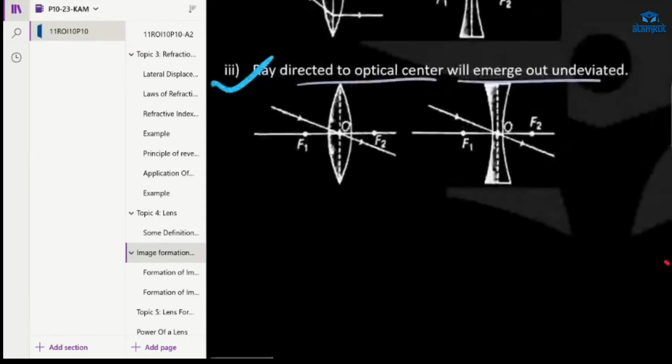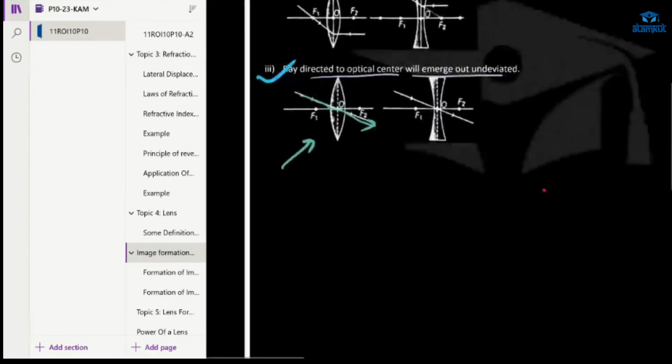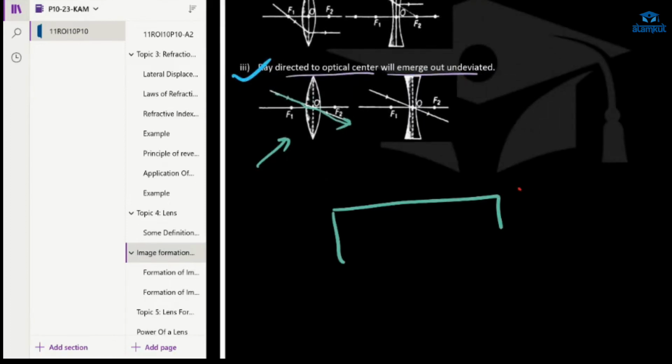It is the same as in the mirror, where the incident ray was passing through the center of curvature. The same will be for this. This ray is actually acting as a normal ray. What does the normal do in the glass slab? It is the normal light, right? That makes 90 degrees to the surface, with the surface of the mirror.